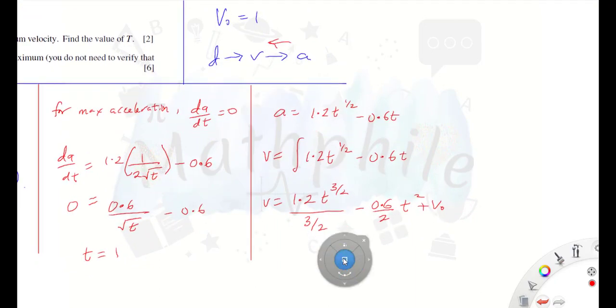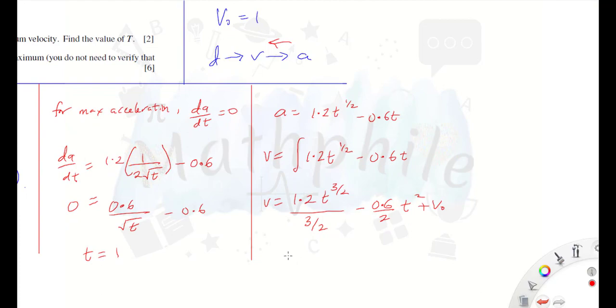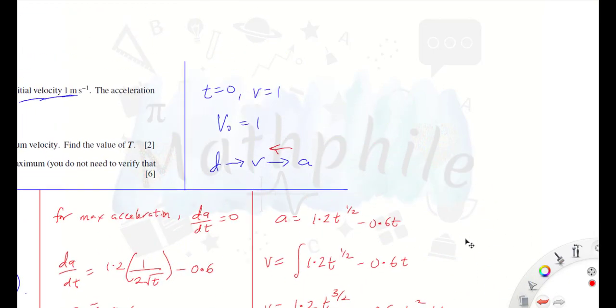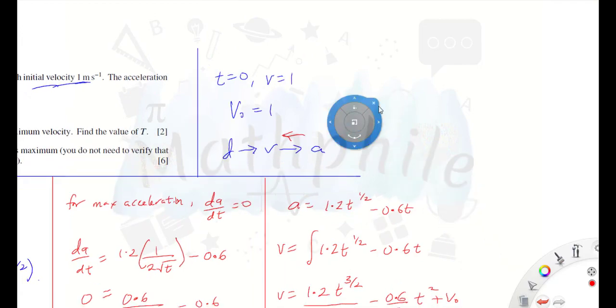Okay, let's continue. What is 1.2 divided by 3 over 2? Let's simplify it first. 4 over 5, so 0.8. v is equal to 0.8 t raised to the power 3 over 2 minus 0.3 t squared plus v naught. This is where the initial condition comes in. Do you remember the initial condition? Yes. When t is equal to 0, the velocity v is 1.